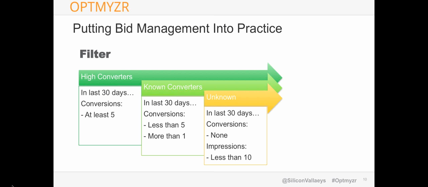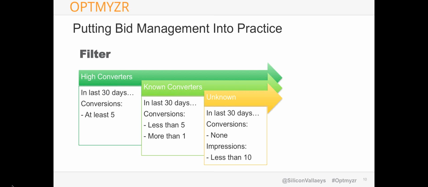Now, let's put this into practice, right? Because I've talked about the options that you have, but let's take a look at an example of how you might actually make this work for your account. So, because you can have multiple bid strategies, the question really becomes, what bid strategy should I apply to which items in my account? And what you can do is you can set up filters. So you can say filter all of my high converting keywords. So this is the one all the way on the left.